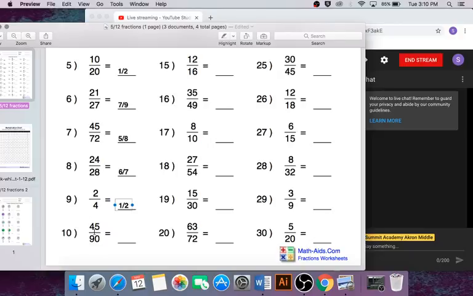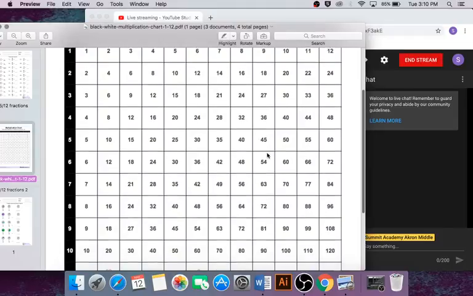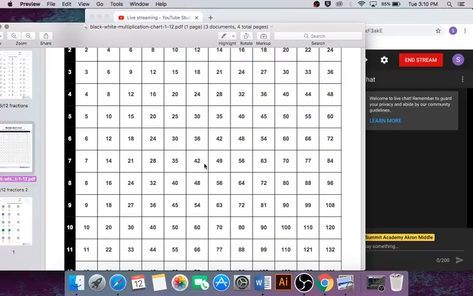Okay, number 10, we're looking for 45 and 90. So 45 is going to be our first number. 5 goes into 45. Let's see if there's a bigger number that goes into 45. 9 goes into 45, and 9 also goes into 90. 9 times 5 is 45, and 9 times 10 is 90.